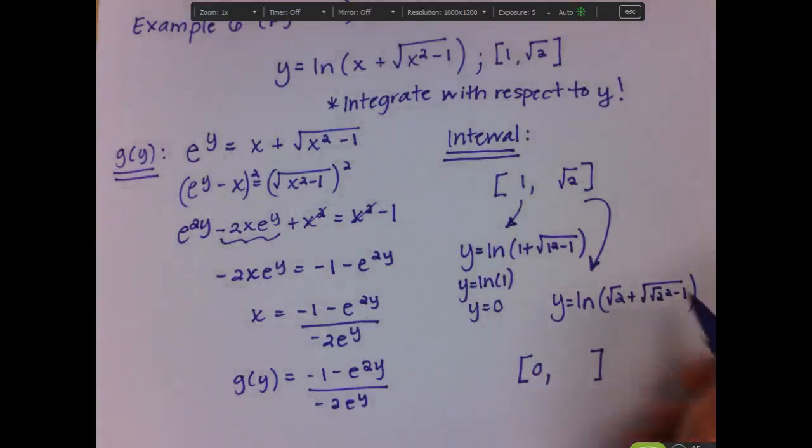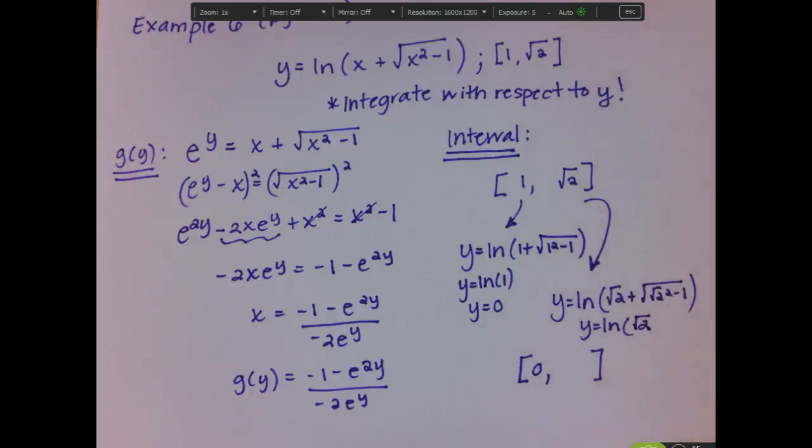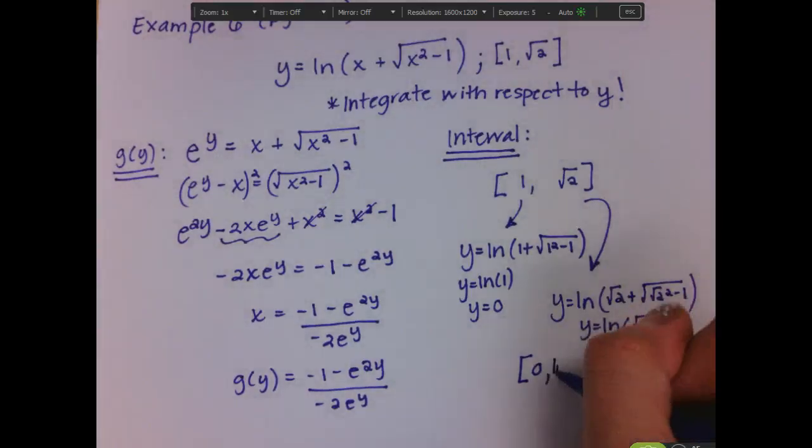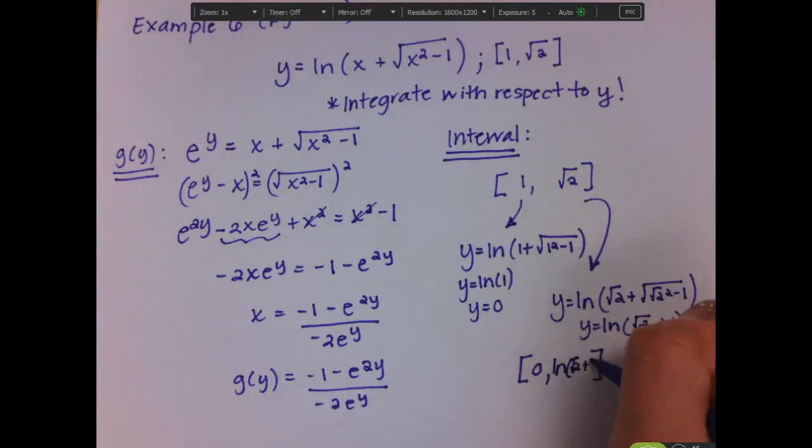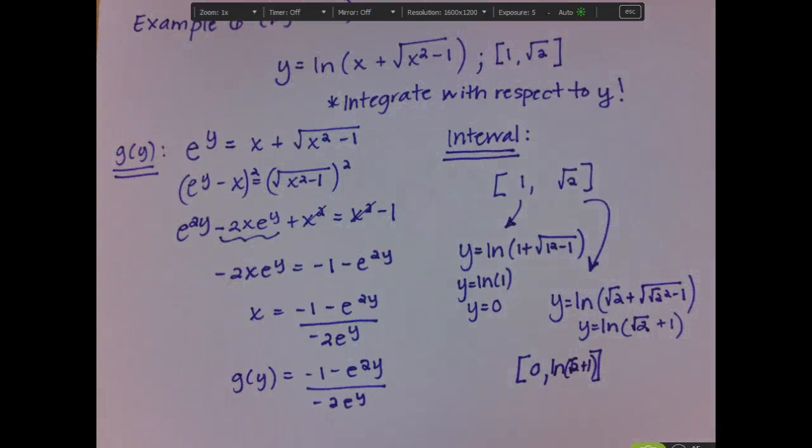Let's simplify this expression. The square root of 2 squared is 2. 2 minus 1 is 1. The square root of 1 is just 1. So what I end up with is the natural log of the square root of 2 plus 1. And again, that is my new upper limit of integration, which you can see I had to squeeze in there because I didn't leave enough room. But we have everything in terms of y now.